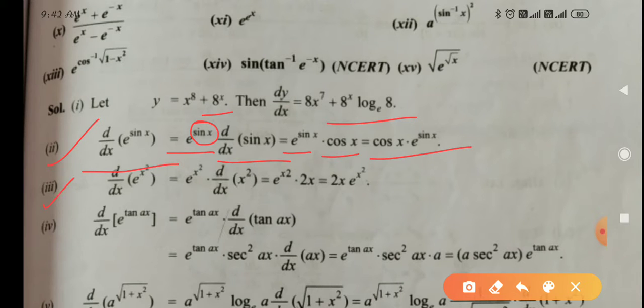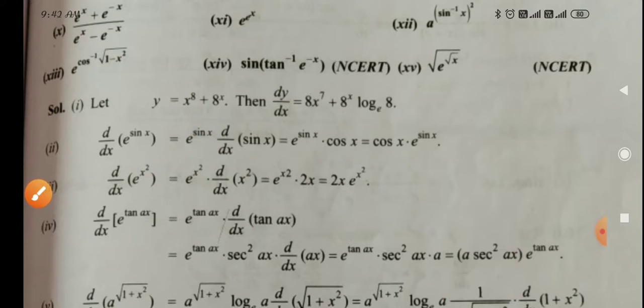Now third part, you can see e to the power x square. So e to the power x square you can take it as e to the power x.